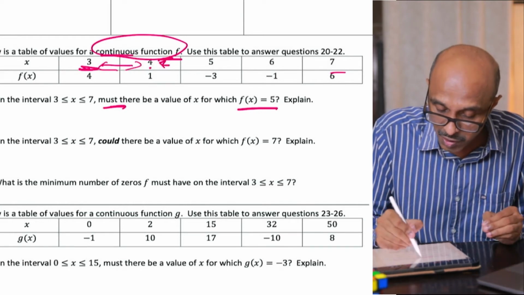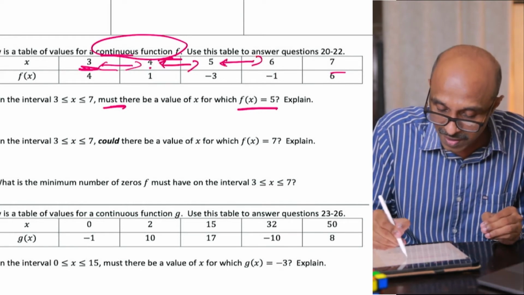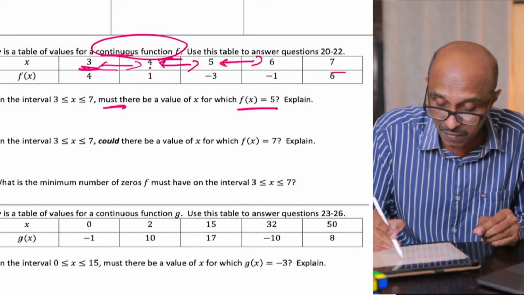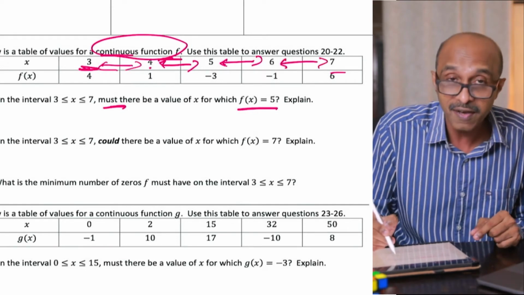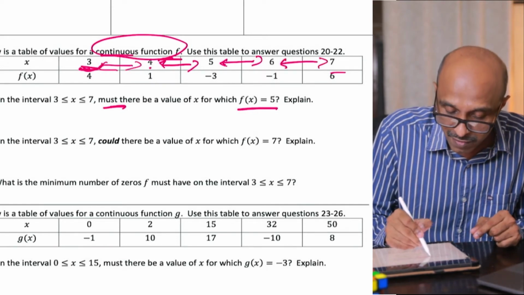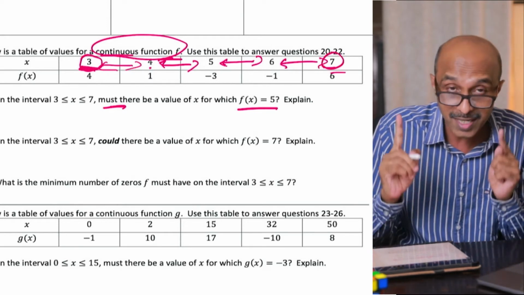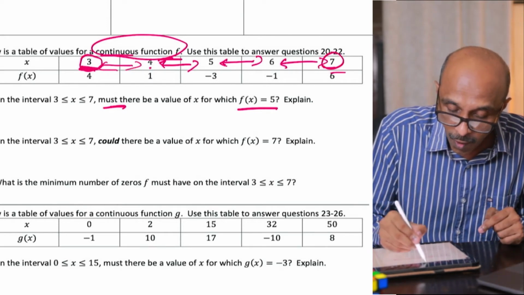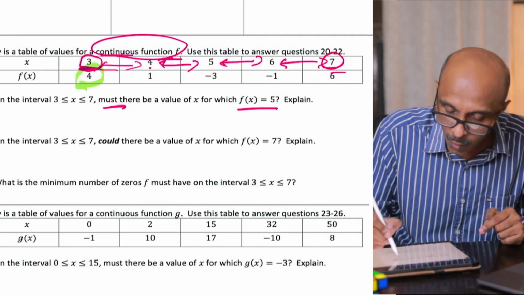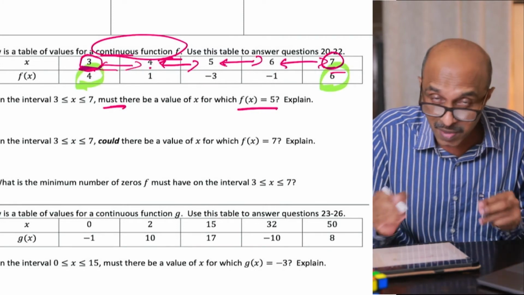Likewise, all values in between 4 and 5. All values between 5 and 6. I'm talking all real numbers between 5 and 6. All real numbers in between 6 and 7. That means all real numbers from 3 to 7 is part of the domain. And likewise, all real numbers from 4 to 6 is going to be part of the range.